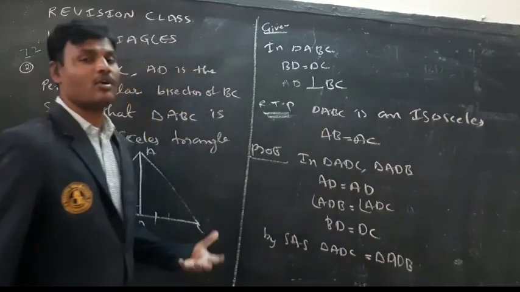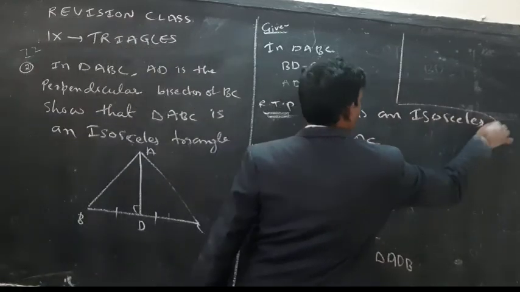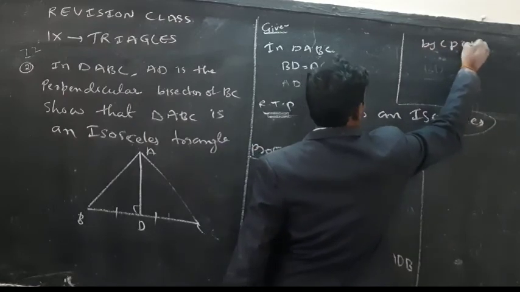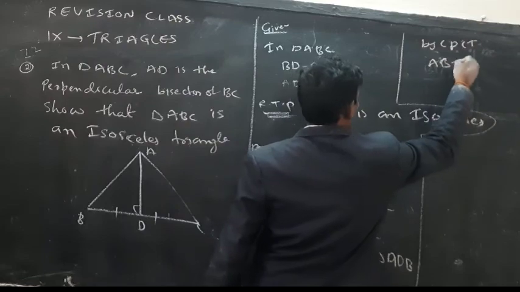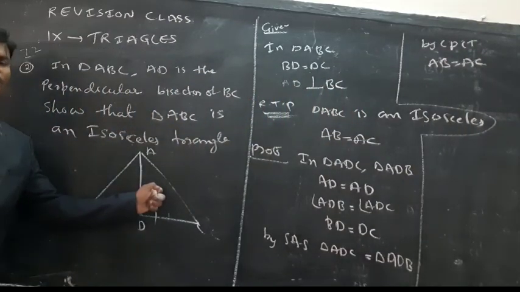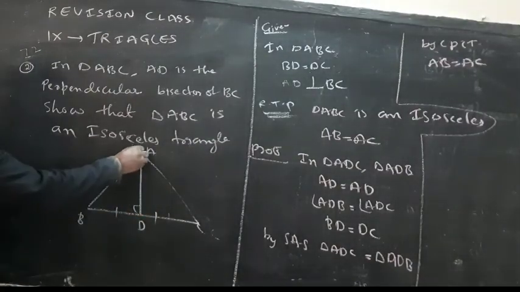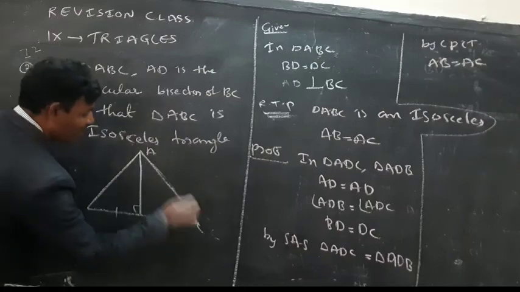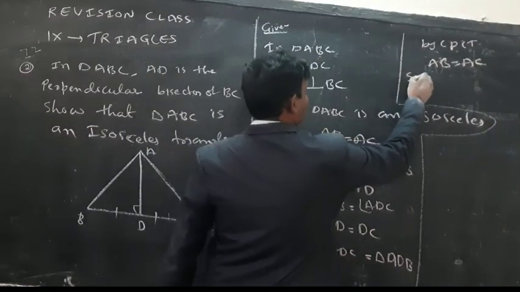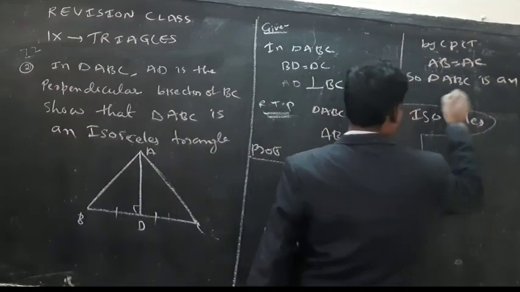If both triangles are congruent, the remaining parts are equal. So by CPCT, the length of AB and the length of AC are equal. Why? Because these two triangles are congruent, and if two triangles are congruent, the remaining parts are also equal. So the lengths of AB and AC are both equal. So we can say triangle ABC is an isosceles triangle.